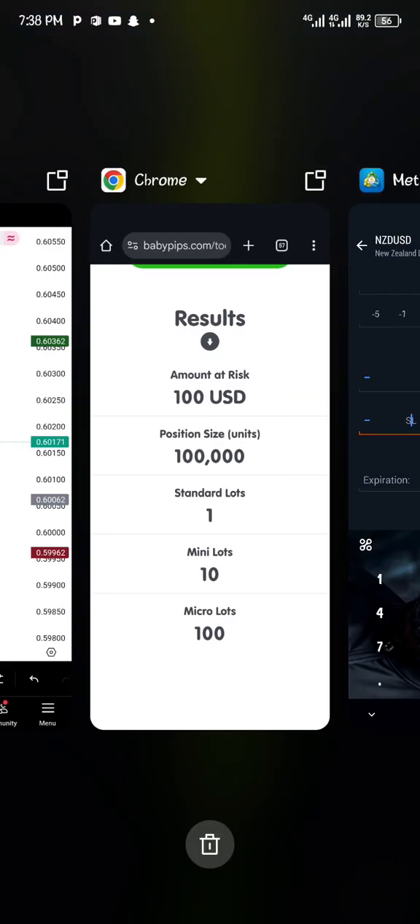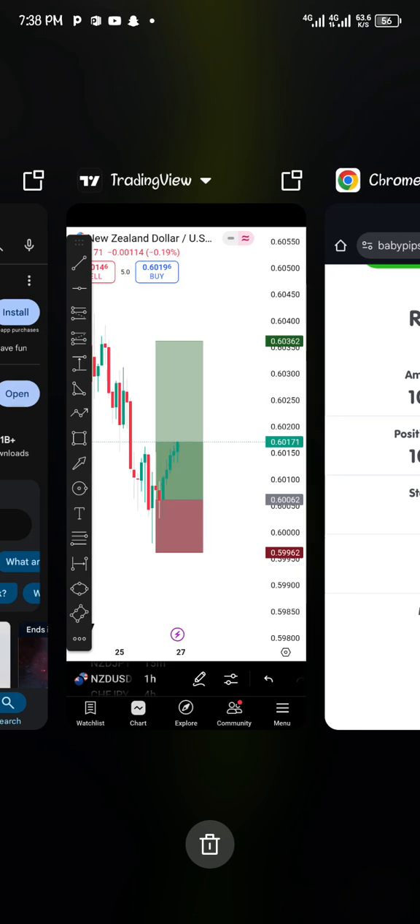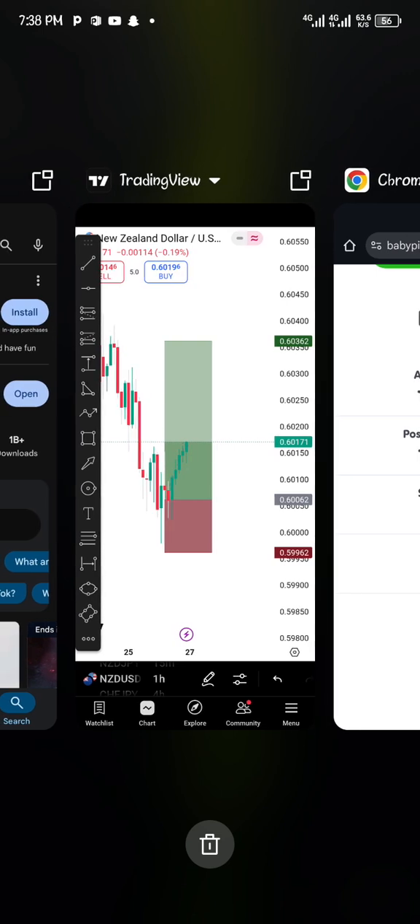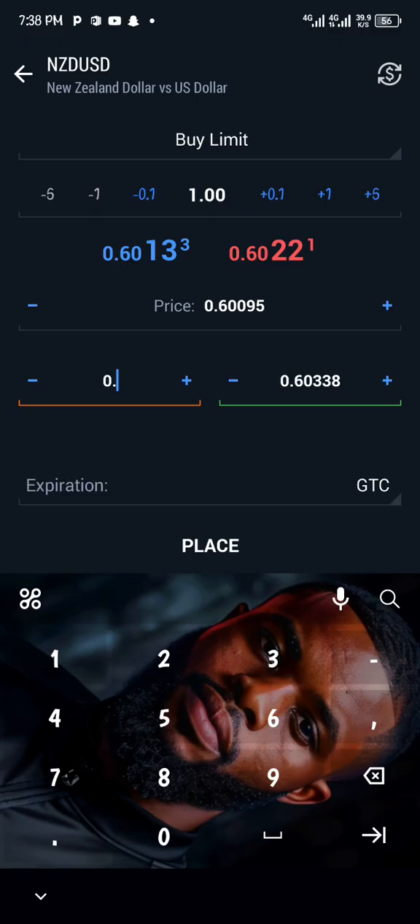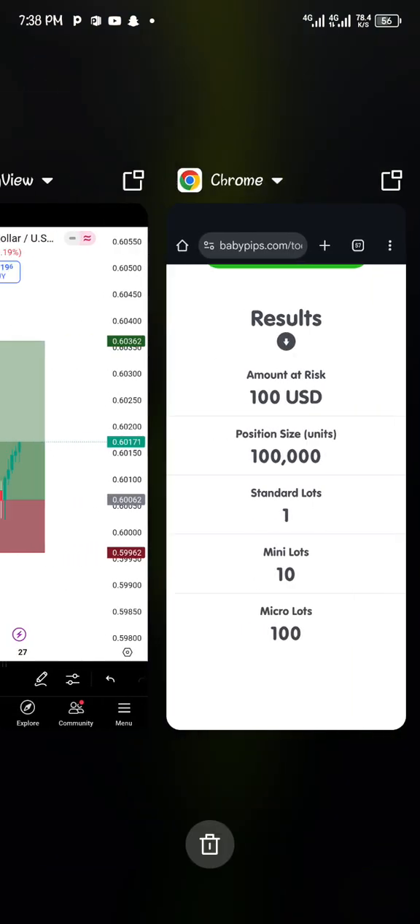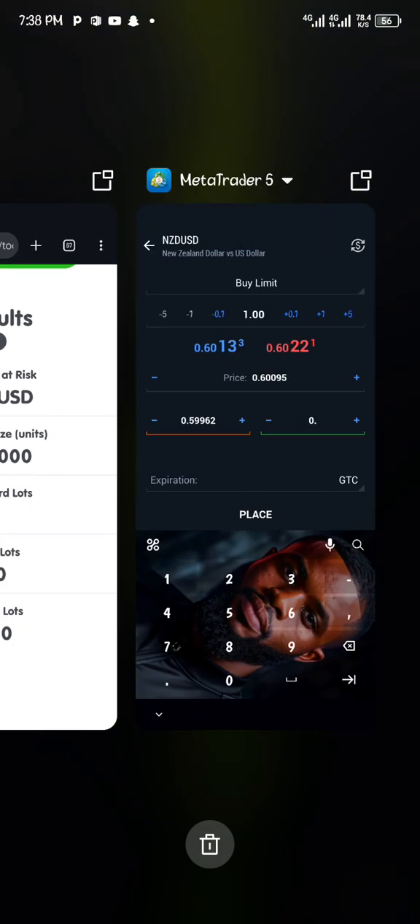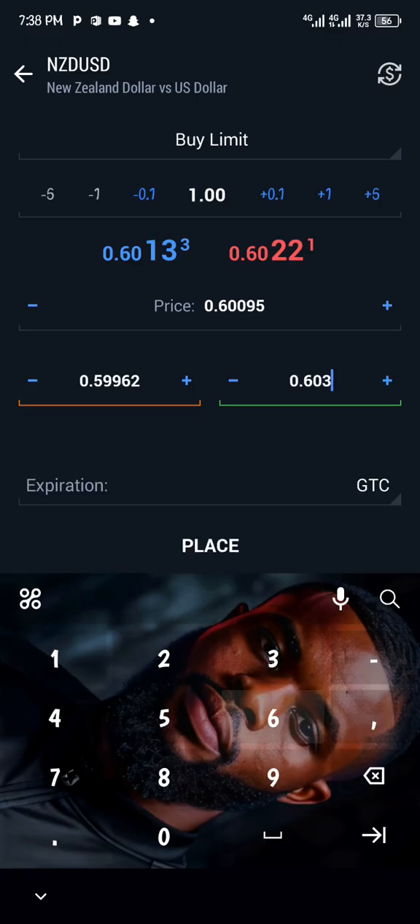Now when you click on it, you can see your SL here is 0.59962. That is your SL, stop loss. Okay, we put 0.59962. Your take profit level here is 0.6362. Okay, 0.6362.